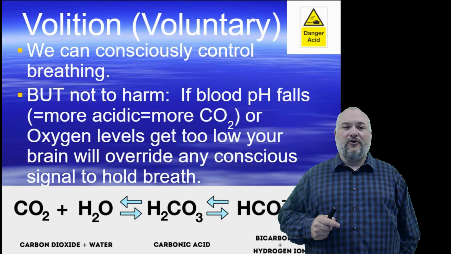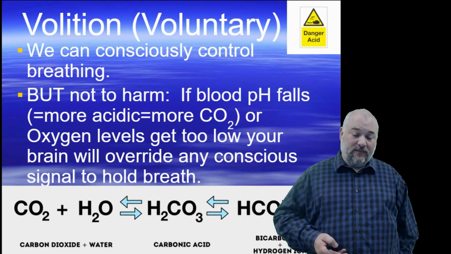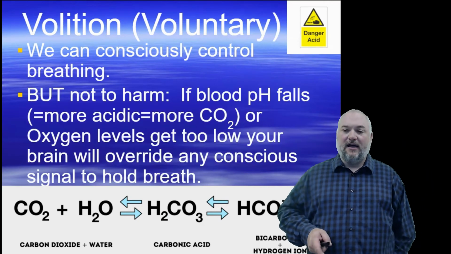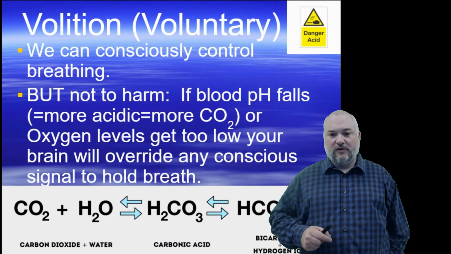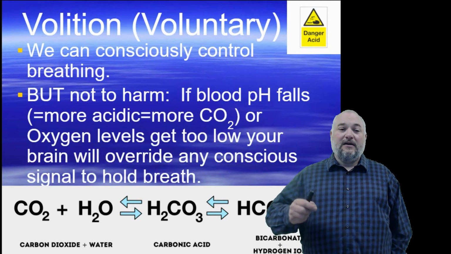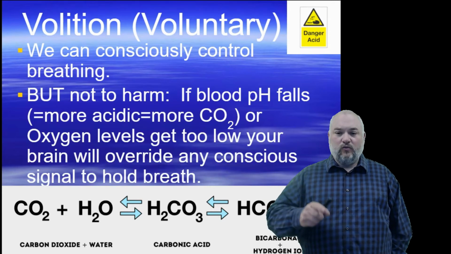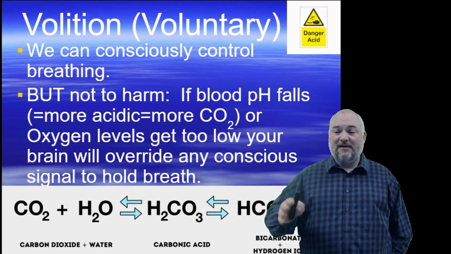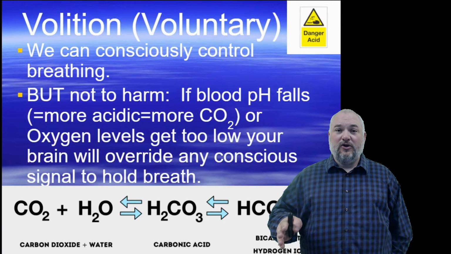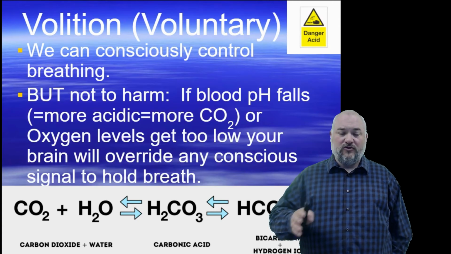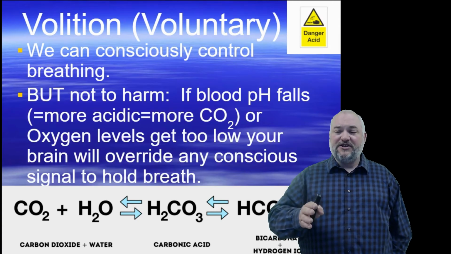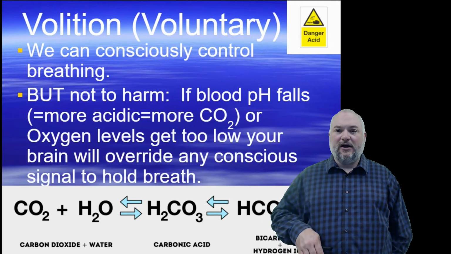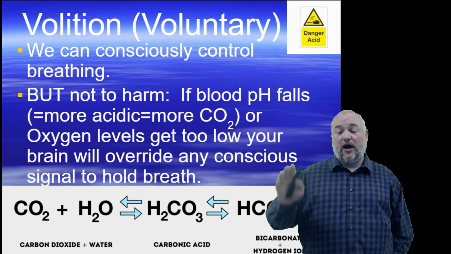However, we don't have enough control over it to cause ourselves harm. Okay, we can't hold our breath so long that we will kill ourselves. And this comes back to that equation you see here on the bottom that I showed you before with carbon dioxide and bicarbonate. Now, too much carbon dioxide in the blood will eventually convert into bicarbonate ions and release hydrogen ions. Those hydrogen ions make the blood acidic, right? So if we have too much carbon dioxide, our blood pH falls or becomes more acidic, and our oxygen levels will get too low at that point, and our brain will override any conscious signal to hold our breath.